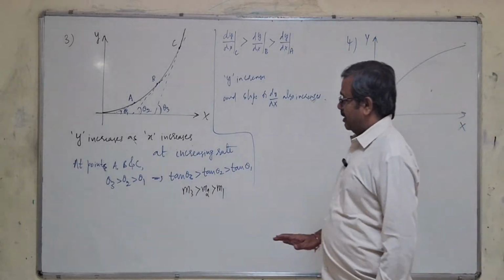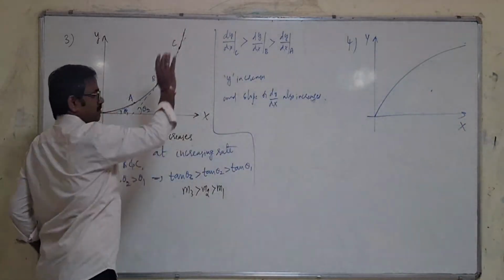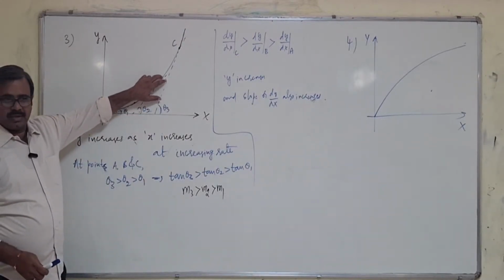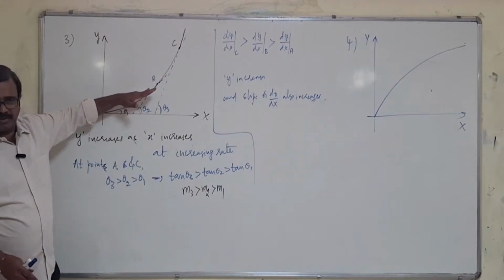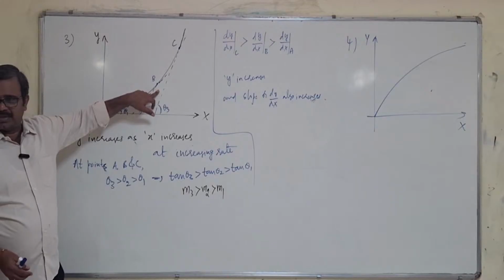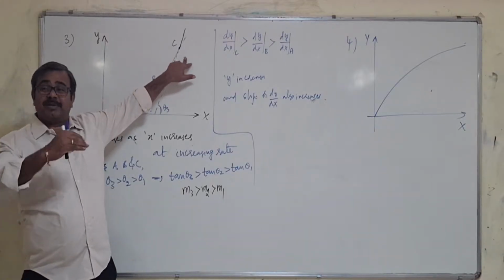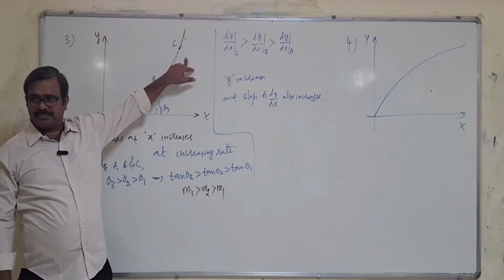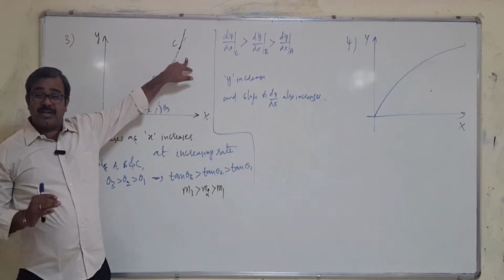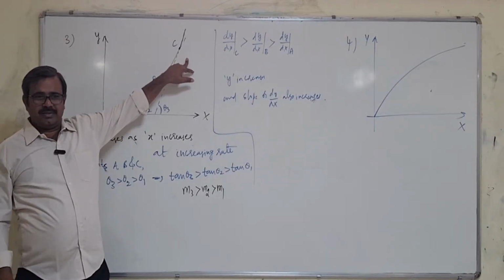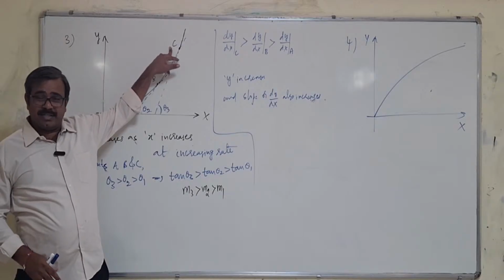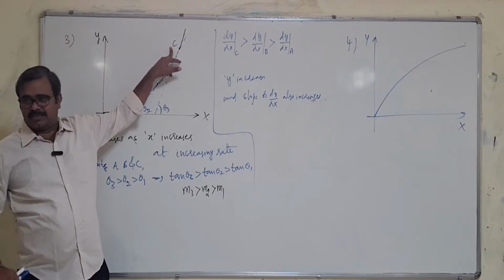Imagine you are climbing up a hill. Let's say this is a hill. You are climbing up a hill. Initially, the gradient is small. The slope is small. It's easy to climb. The hill becomes steeper and steeper at higher values. Isn't it? So the difficulty in climbing up, is the difficulty increasing or decreasing here? Difficulty is increasing because it becomes steeper and steeper.